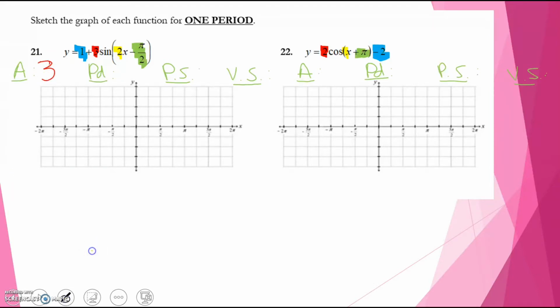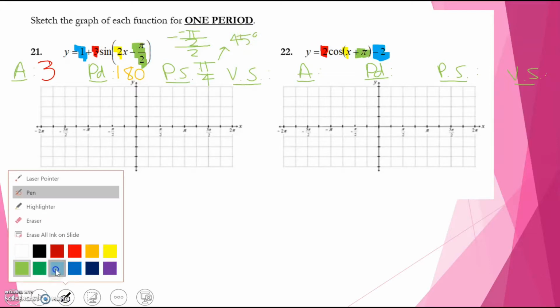The period of this one would be 360 divided by 2, so 180. The phase shift for this one would be negative C, so negative pi over 2 divided by B, which is 2. You'd have to keep change flip. The negatives would cancel, and you'd be left with pi over 4, which is the same thing as 45 degrees. So if you like degree conversion, 45 degrees. And then the vertical shift is 1.